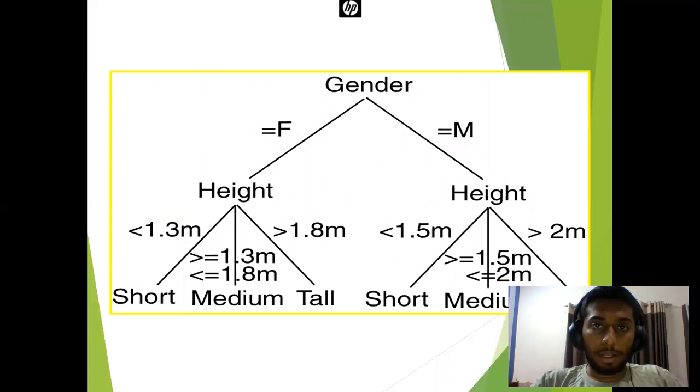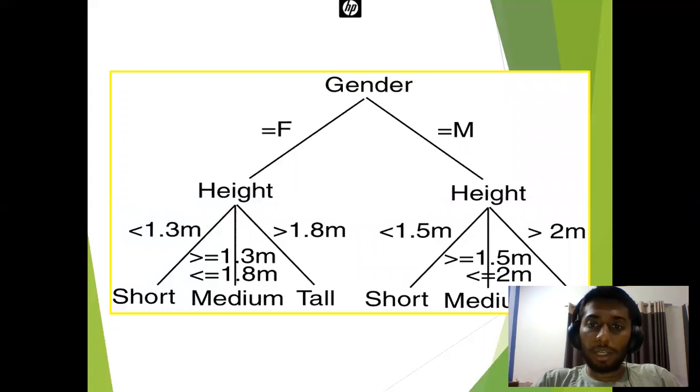At the top we have gender. Now we encounter two things, male or female. We have a question and the answer, for example, let's give it male. If it's male, it will go to the right. If it's female, it will go to the left. Let's say it's male. Now we have another thing, height. Is it less than 1.5? Is it between 1.5 and 2? Or is it greater than 2?